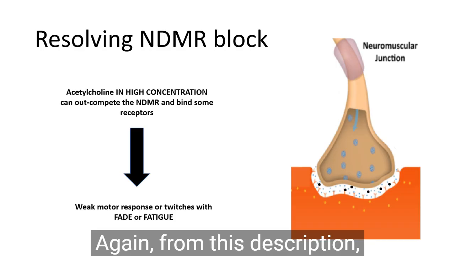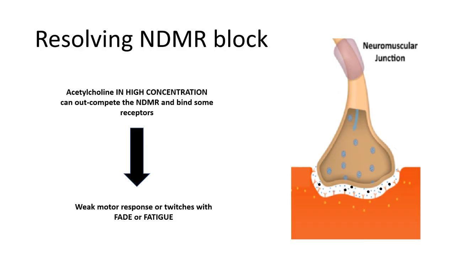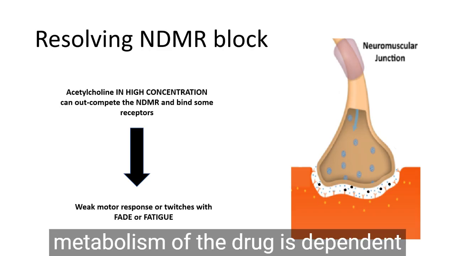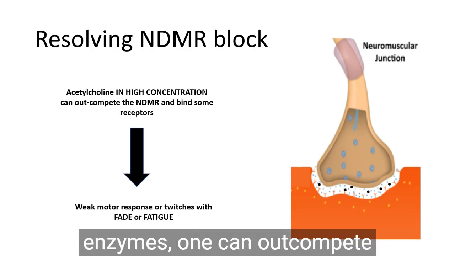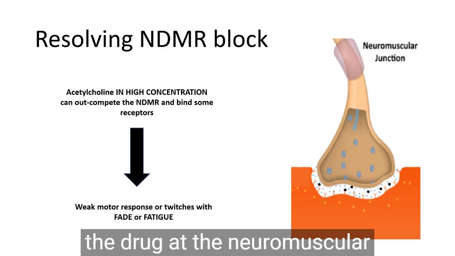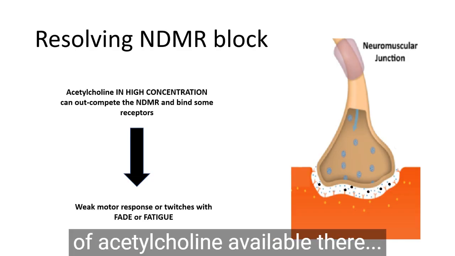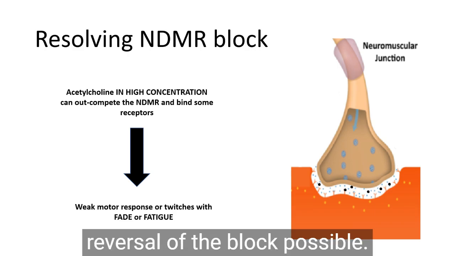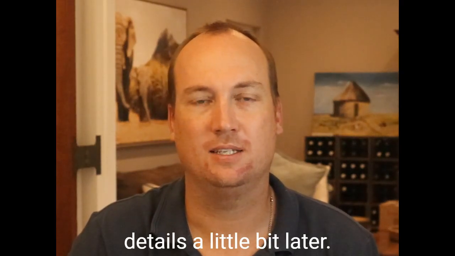Again, from this description, we have some clues as to how this will impact us clinically. There are no fasciculations. The metabolism of the drug is dependent on the liver function and plasma enzymes. One can outcompete the drug at the neuromuscular junction by increasing the amount of acetylcholine available there, and so this is what makes reversal of the block possible. We will come back to these details a little bit later.